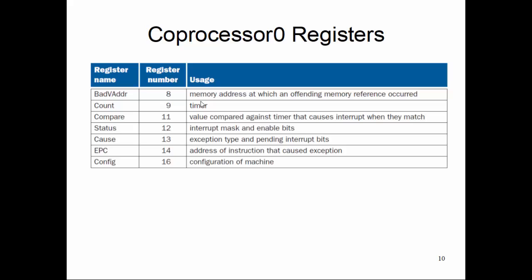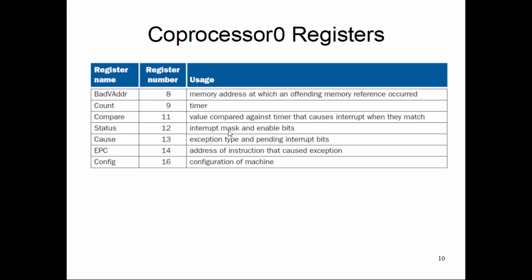On the hardware side, this time slicing needs to have support for the operating system, and Count is that register. Compare is a value compared against the timer that causes an interrupt. So basically the counter counts, and the Compare register holds how much time is allocated for this process or application. Once they match, an interrupt comes in.